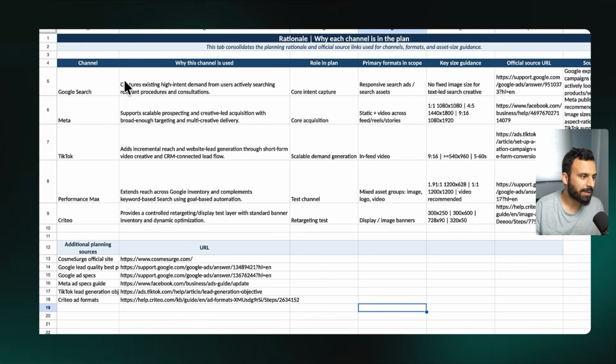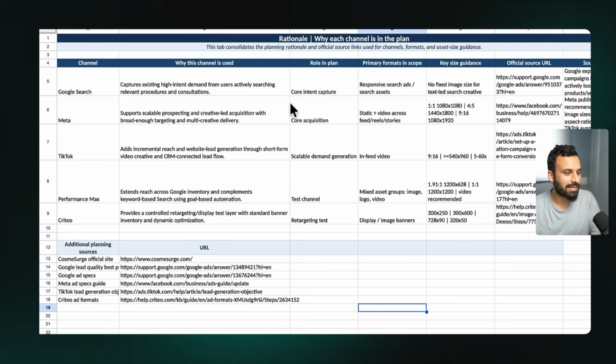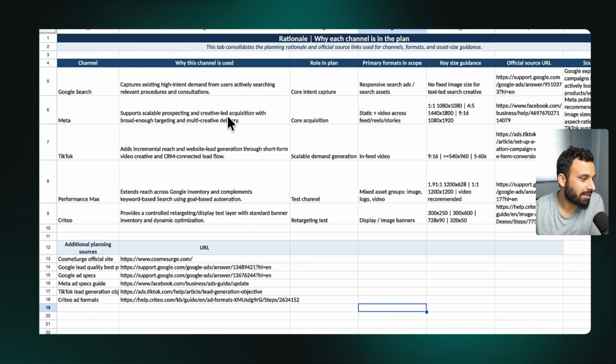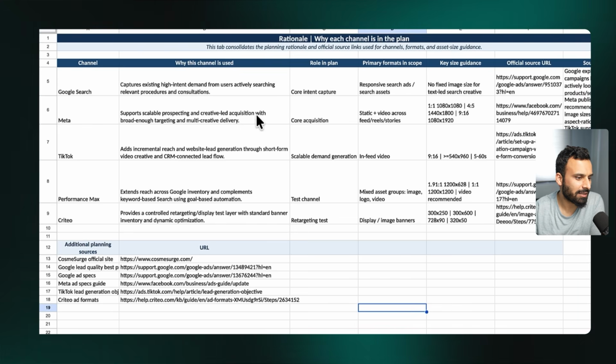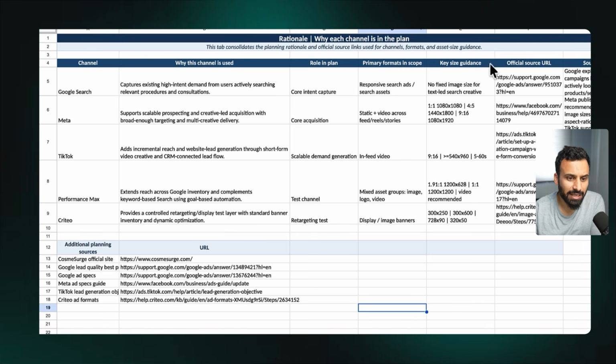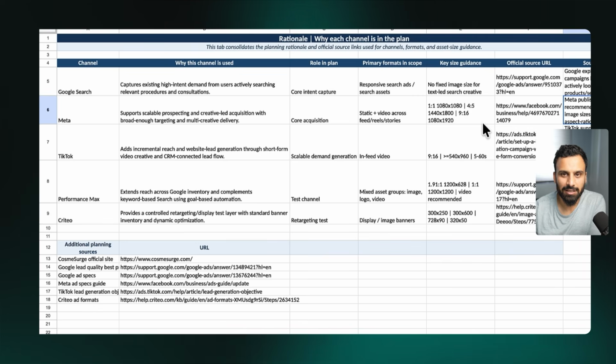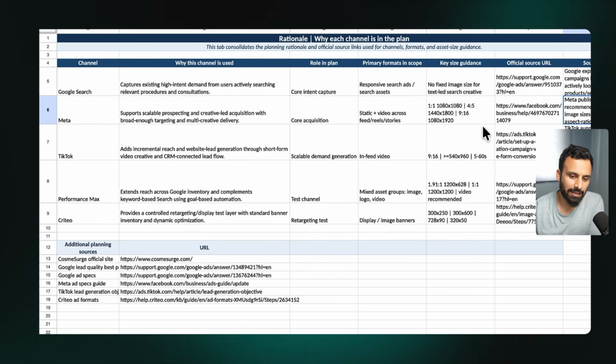In rationale it's showing Google search, why this channel is used: captures existing high intent demand for users actively searching relevant procedures and consultations. Nice. Meta supports scalable prospecting and creative led acquisition with broad enough targeting and multi creative delivery. Cool. And Criteo provides controlled retargeting, display test layer, and standard banner inventory and dynamic optimization. Then it's showing primary formats in this scope, key size guidance, what sizes we will use. This used to take a lot of information. We had it almost ready, but we always had to cross check whenever we send it to the client's creative agency or their in-house designers.